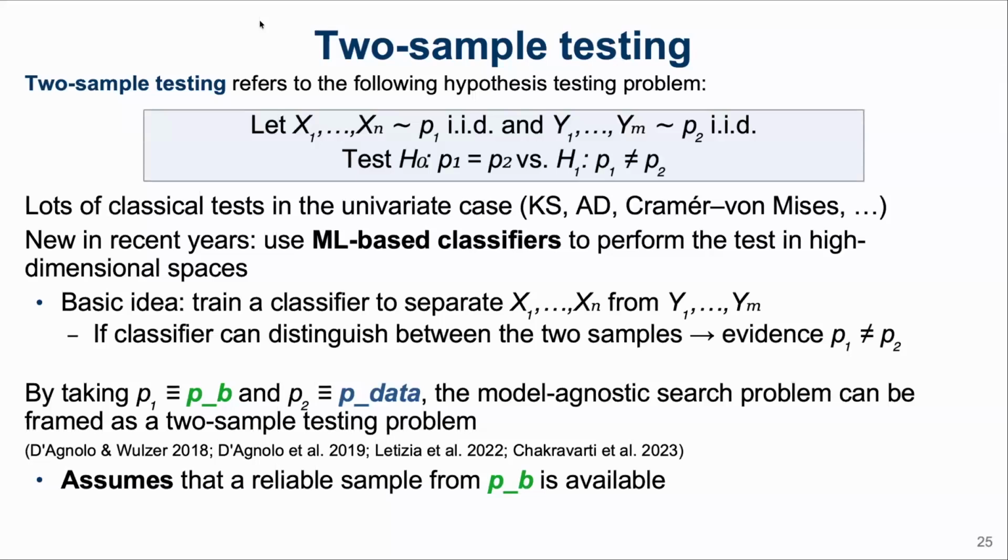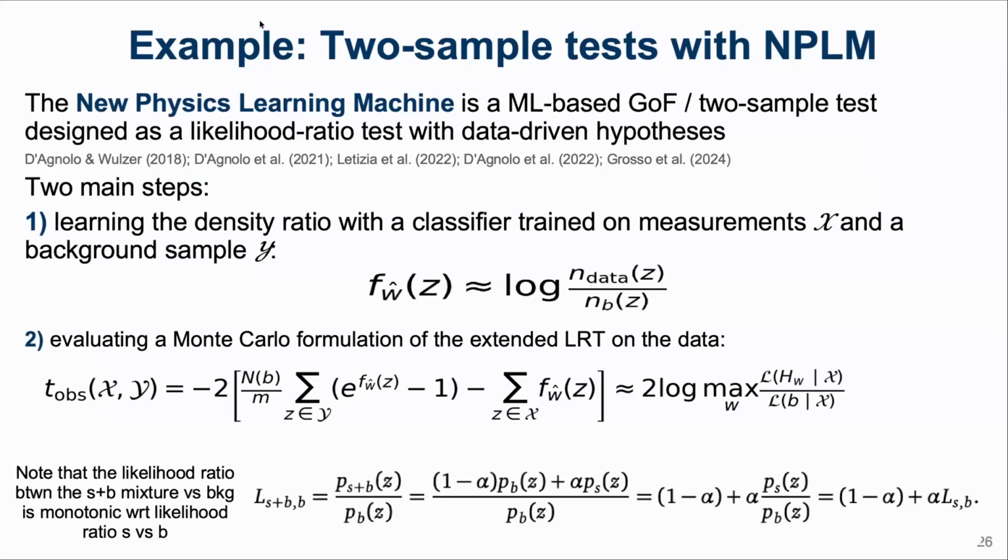How we would apply this to these model agnostic searches or anomaly detections: one of these distributions is my reference, my background, which I'm assuming I understand pretty well in this regime, and the other distribution is the data. So if I train a classifier to distinguish between the actual data and my model of everything that should be in the data, and it can find some difference, that's evidence that there's something in the data that I don't understand. And of course, this really relies on the fact that I have a good reference model in that case.